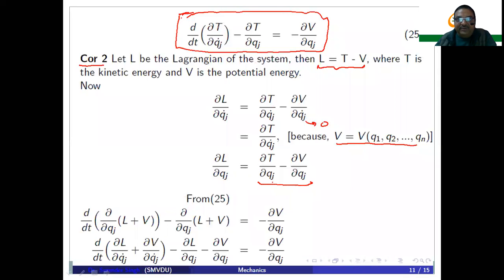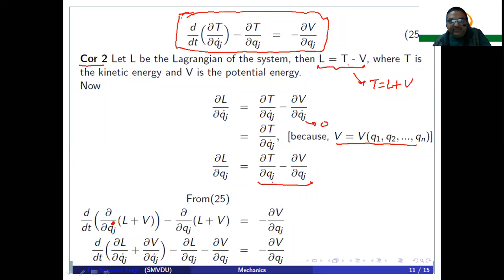Therefore, from equation 25, what can we do? We write this del T by del Qj dot. We can also write this in terms of Qj dot. Because del V over del Qj dot is 0, you can write here del V over del Qj dot. So in that situation, you are getting this quantity here minus del Qj, because from here you can have T equal to L plus V. So here you are writing L plus V with Qj dot, and del by del Qj, in place of T you are writing L plus V. Now you know this is del L by del Qj dot, del V over del Qj dot. So in fact this quantity is 0.